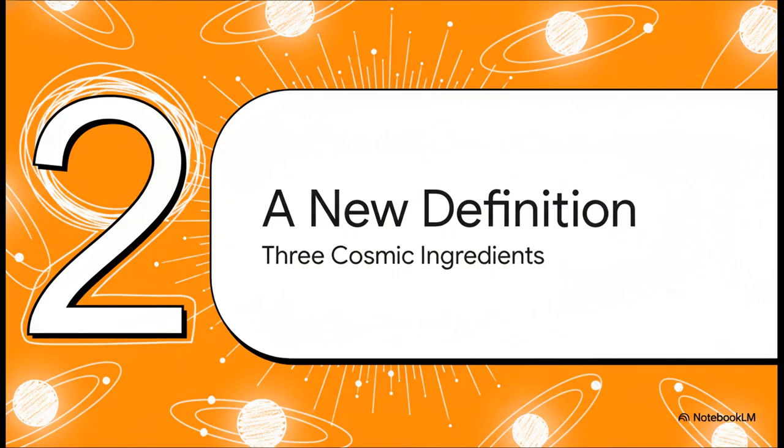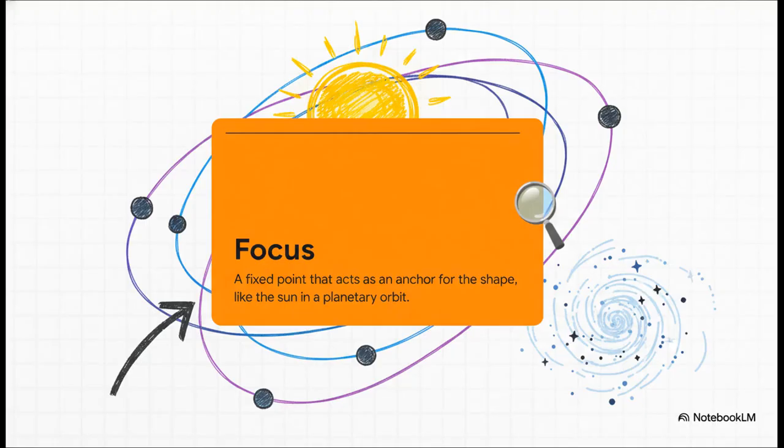And here is the best part. To understand this whole family, you don't need a bunch of different rules for each shape. Nope. Instead, we can use one single, super powerful definition that's built on just 3 key ingredients. And this is what unifies everything. Okay, so ingredient number 1, the focus.